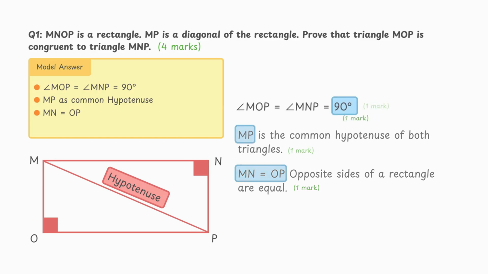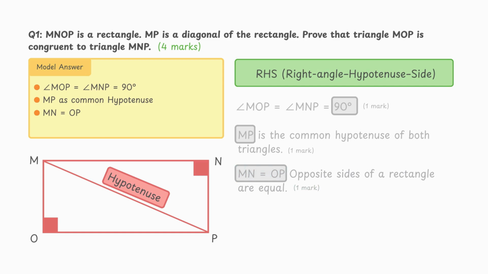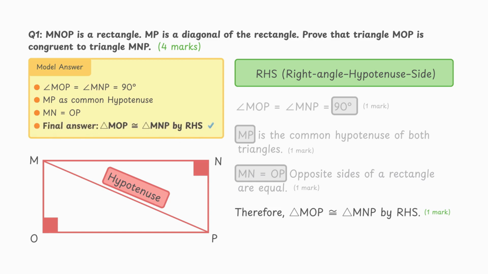Let's summarize. Both triangles are right-angled. They share the same hypotenuse, MP, and they have one other equal side, MN equals OP. This matches the RHS rule, right angle, hypotenuse, side. So we can conclude, triangle MOP is congruent to triangle MNP by RHS. This earns the final mark. So the final statement is triangle MOP is congruent to triangle MNP by RHS.